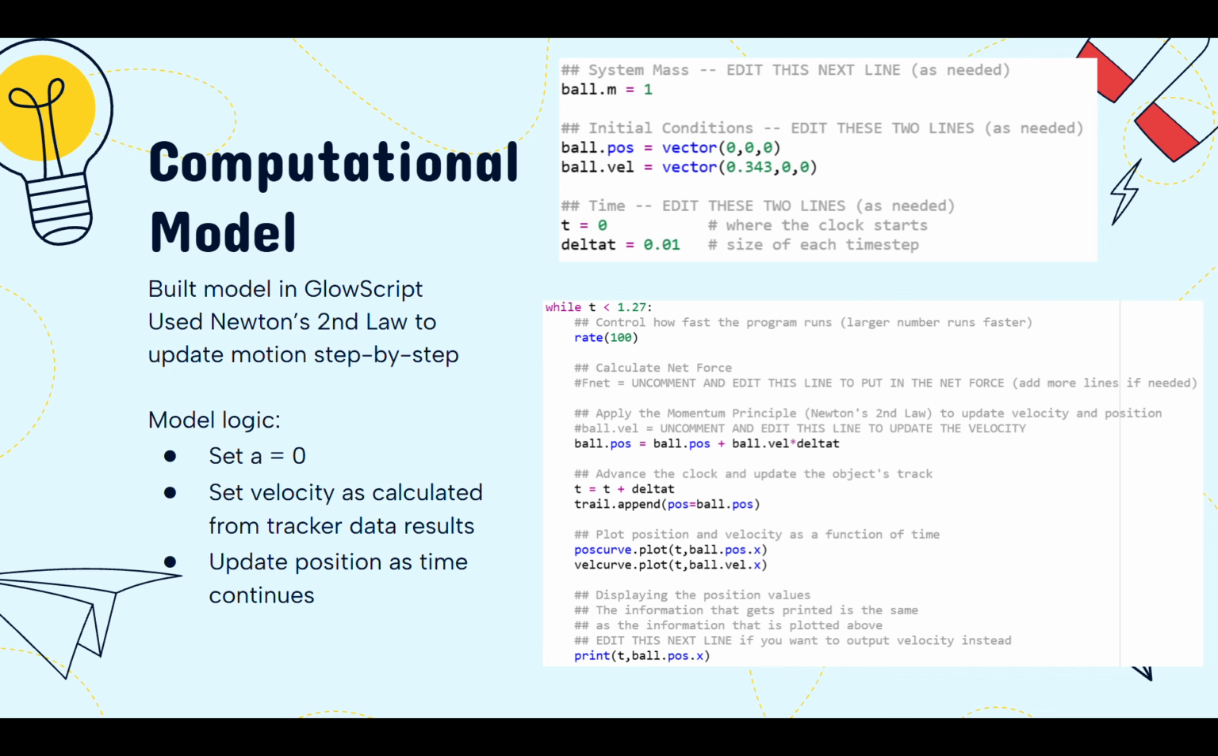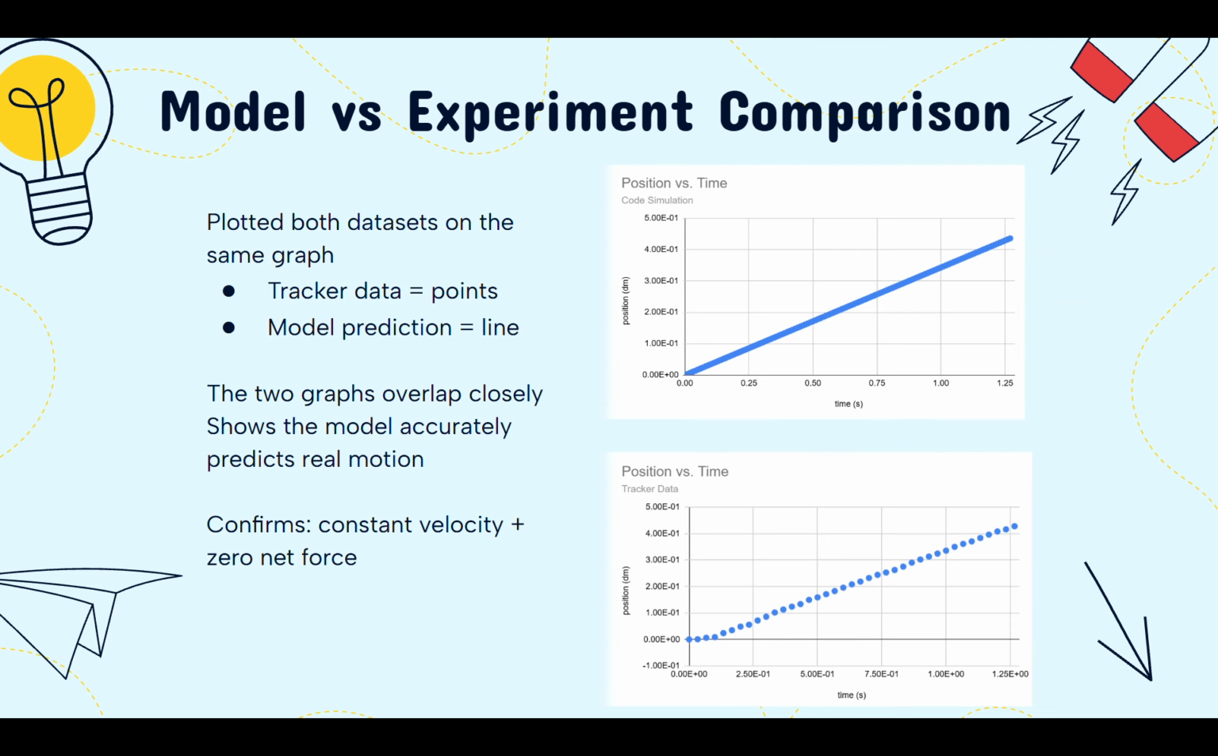For the model versus experiment comparison, we plotted both data sets on the same graph, or different graphs in this case. Tracker data equals points, and the model prediction equals the line. The two graphs overlap closely, showing that the model accurately predicts real motion and confirms constant velocity and 0 net force.